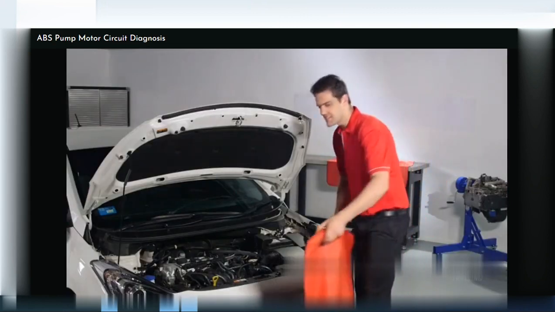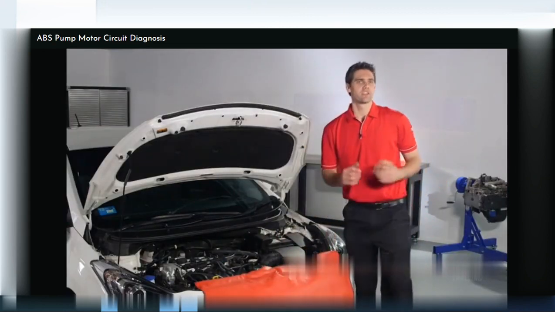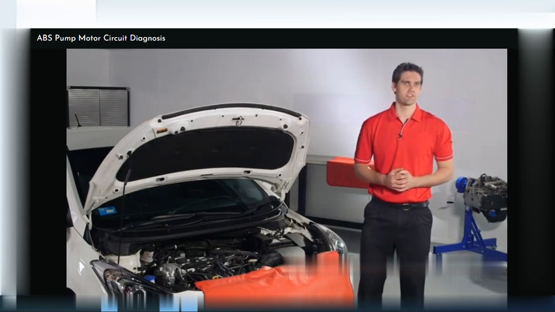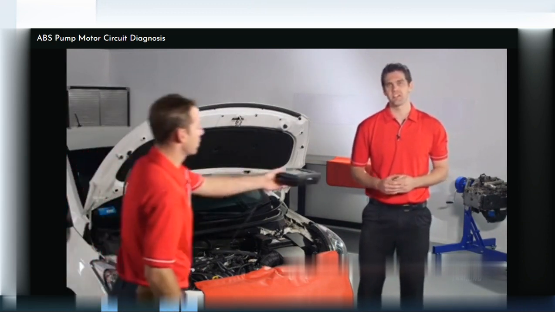If any of these DTCs are set, the control module would disable the traction control, electronic stability control and the anti-lock braking system and illuminate the warning symbol on the instrument cluster.